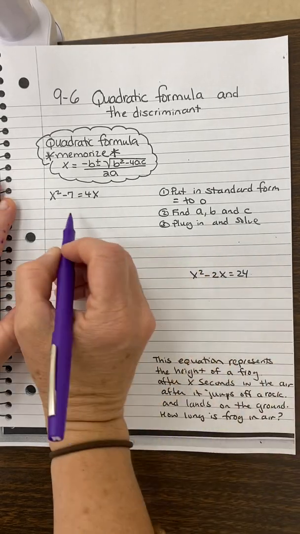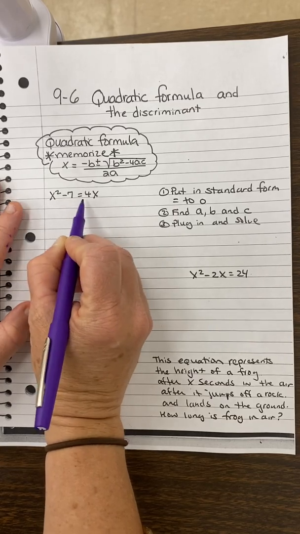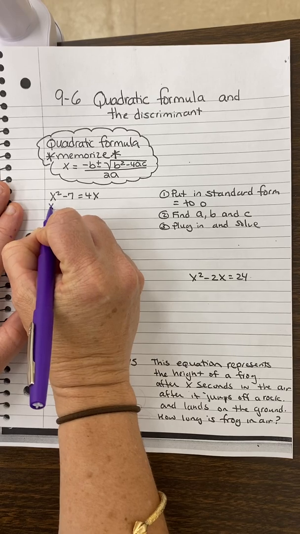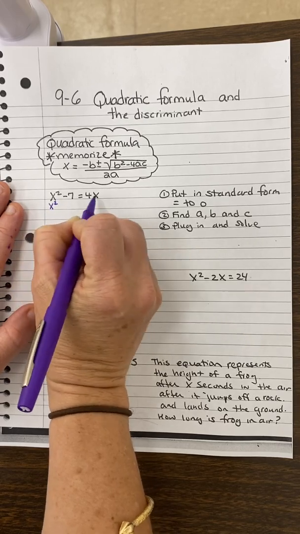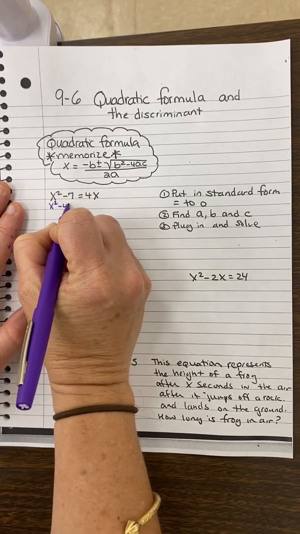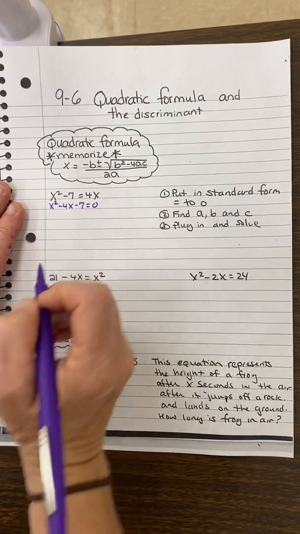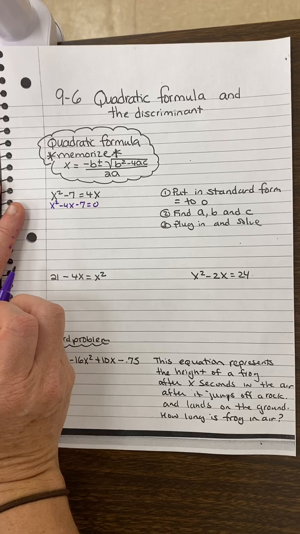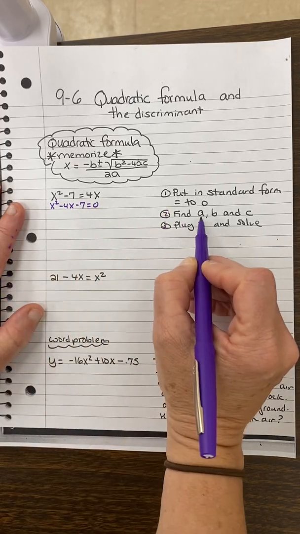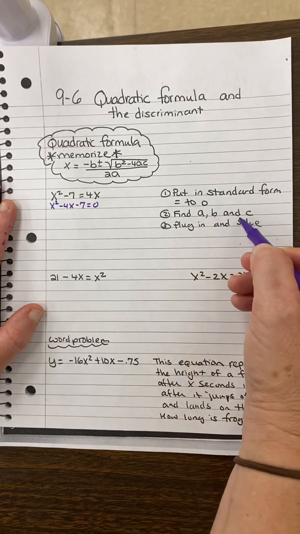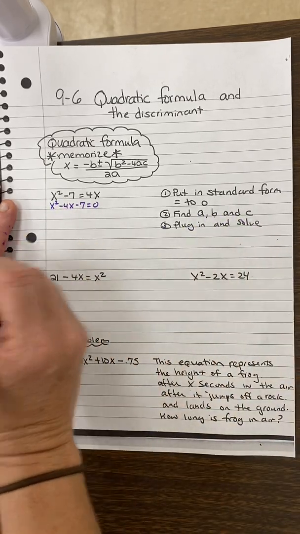So the first part is we're going to put this in standard form, okay? So in standard form, it would be x squared, subtract 4x from both sides, minus 7 equals 0. So I want it to be in standard form and set equal to 0. And then what I'm going to do off to the side is I'm going to put what's the value of A, what's the value of B, and what's the value of C, because I can just keep referring back to that and I don't really have to look at this again.